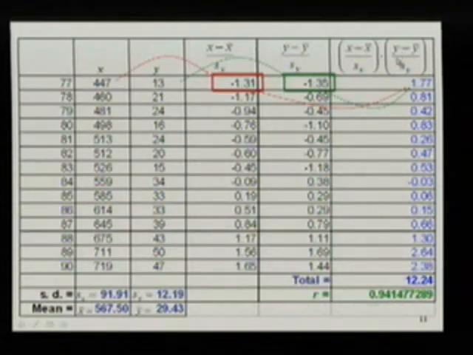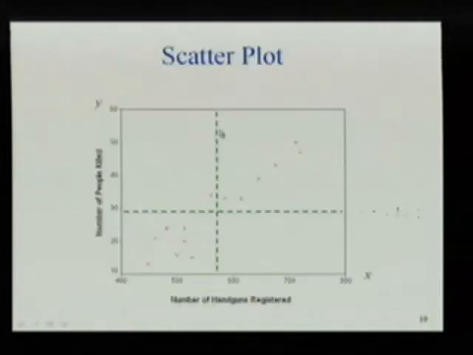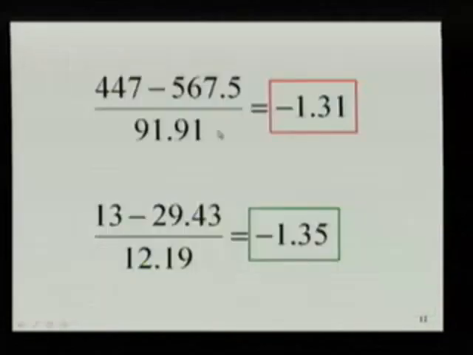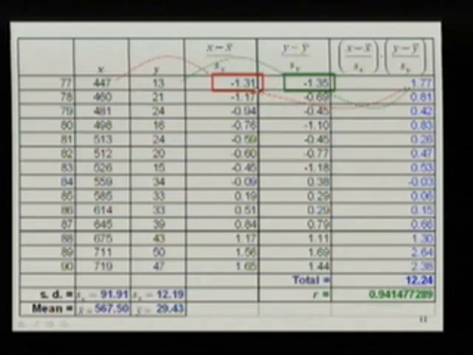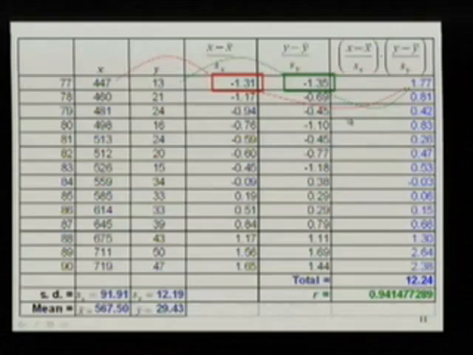For calculating the sample correlation, what we do is find those standard scores for all those x and y's, find their product, and add all these products together. And that is really just doing this, adding those products of standard scores together, and the result is divided by n minus 1. So if you look at this, the actual calculation for those two z-scores: this one is 447, the x value of the first pair, subtract their mean, and divide by its standard deviation, 91.91. That's how I get negative 1.31, and that's this number.